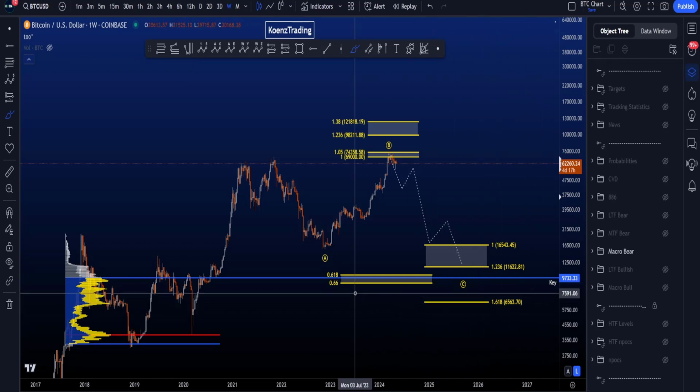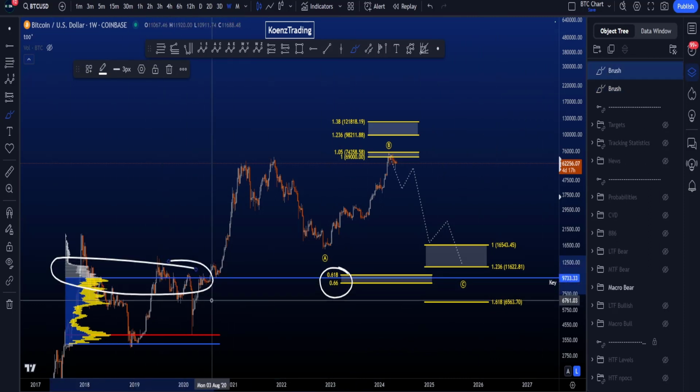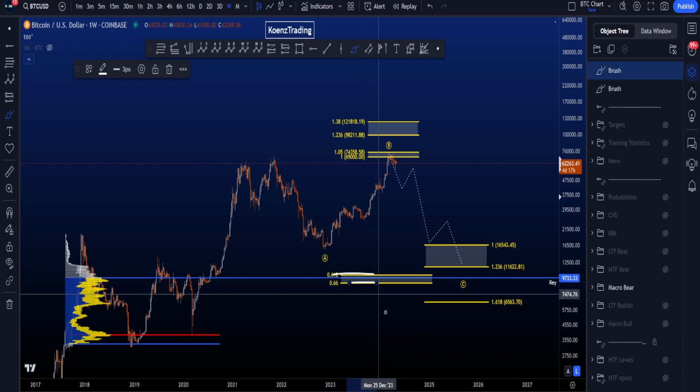The best area of support to the downside is the golden pocket in confluence with the value area high of this multi-volume profile, sitting between 10k and 9k.